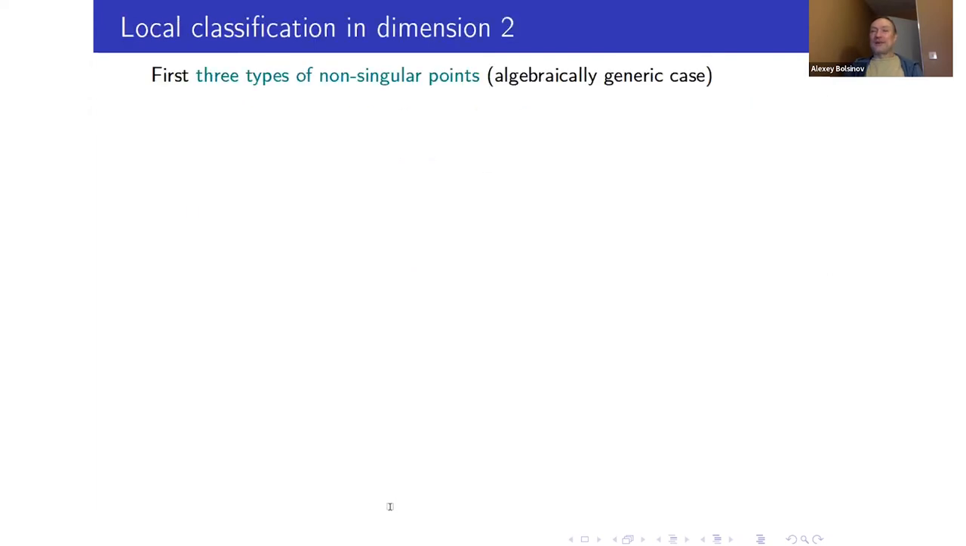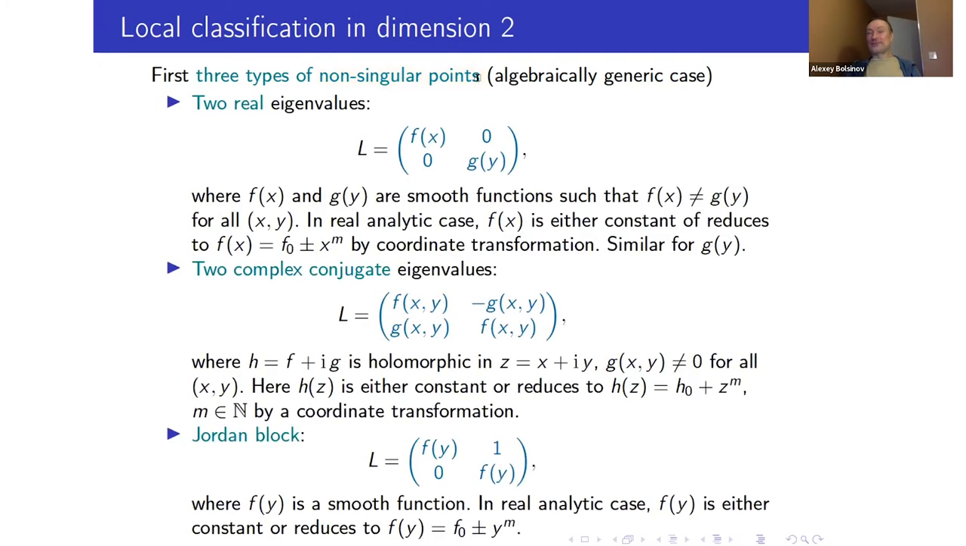But of course, first we need to explain what happens if eigenvalues do not collide, in the sense that our point is non-singular, no collisions. The eigenvalues may coincide, but then they coincide in the whole neighborhood. So that's the so-called algebraically generic case. And here, since there are three essentially different possibilities, these cases are as follows. First, real eigenvalues which are not equal to each other, so they're different. Then this is standard.